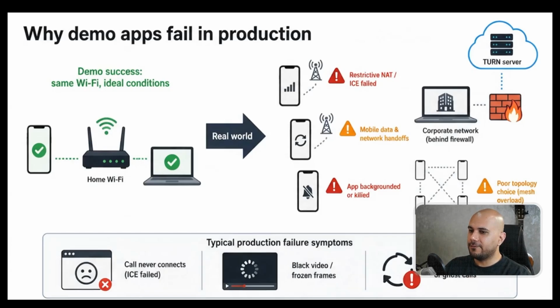Here, STUN may fail to punch through. TURN may be required just to get a path at all. Android may move the app to the background or kill it. This figure is a reminder. If your app only works in the left diagram, it is still a demo, not production ready.